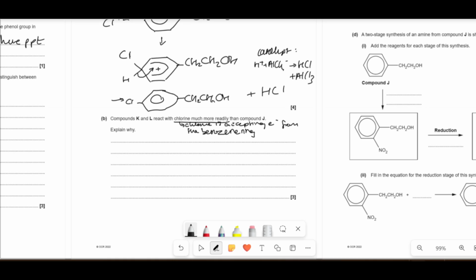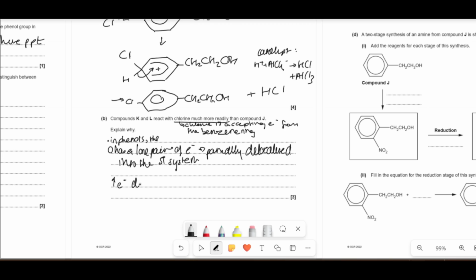So we need to think about why. So in phenols, this might give you a cue to be like, oh, I know why, because of this. So in phenols, the oxygen has a lone pair of electrons. These are partially delocalized into the ring or pi system. Either one's fine. So that means this increases the electron density, which means it attracts electrophiles more strongly. So you can use the question to figure out where to take things sometimes.